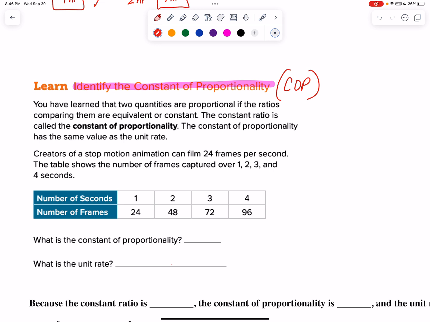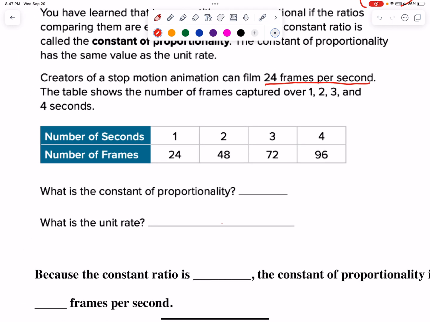So creators of a stop motion animation can film 24 frames per second. There's my rate, and that's actually the unit rate, right? Because it's over 1 per second. This table shows all their other data. So let's start with this. What is the unit rate? Well, the unit rate is 24 frames per 1 second, meaning for every single second, they can shoot 24 frames.